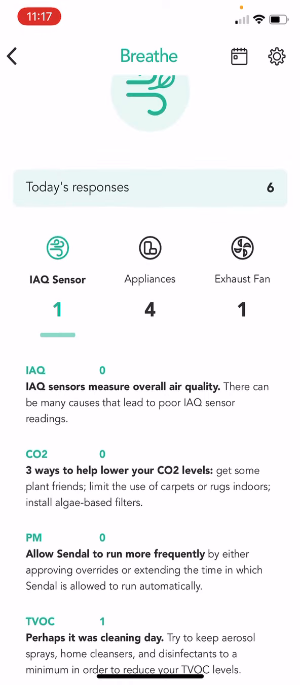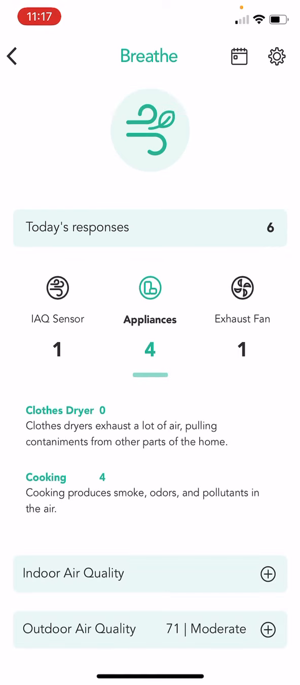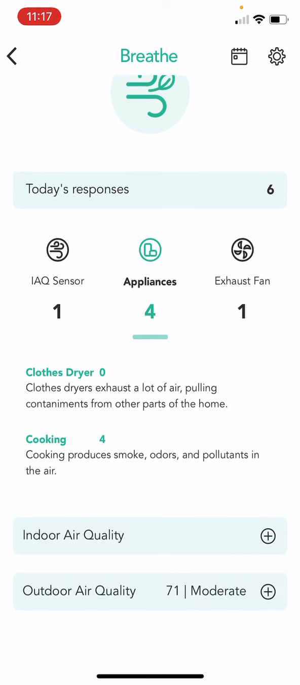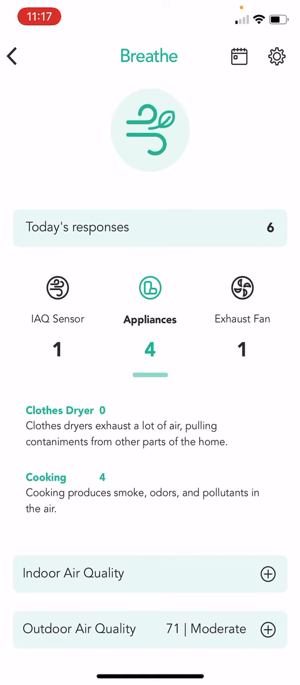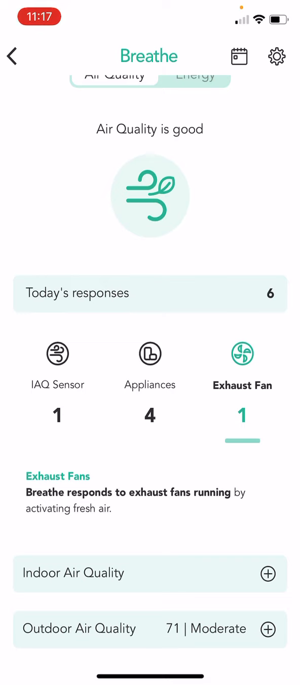We have other inputs, more proactive or predictive inputs that are driven off activities by the homeowner. Here, we look under appliances. We see that 4 times the Breathe service was engaged based on cooking activity. We also have exhaust fans. In this case, it's a bathroom fan.